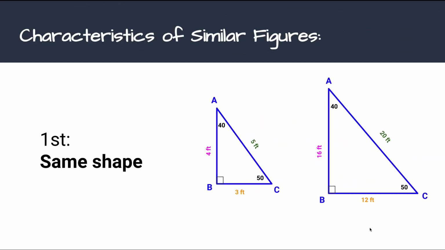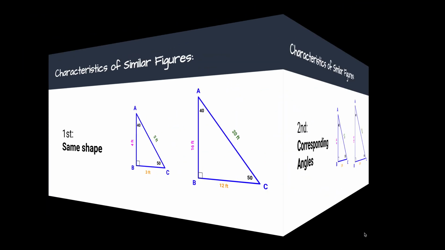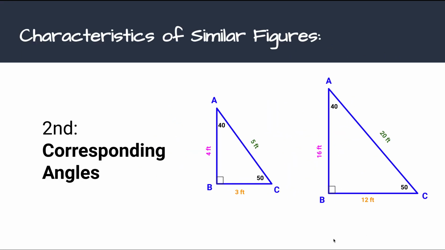Moving into our first characteristic of similar figures. First of all, they have to be the same shape, similar to what I have included here for you with my 2 right triangles. Our second characteristic of similar figures is that our angles have to be corresponding, meaning the angles in matching corners have to be equal.